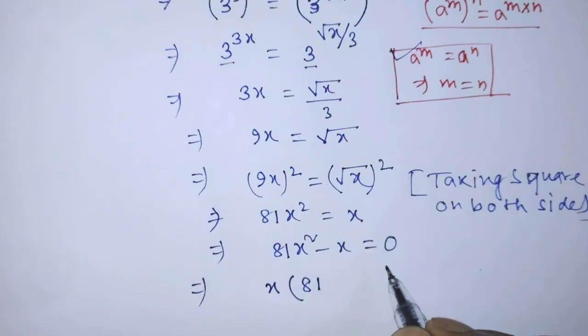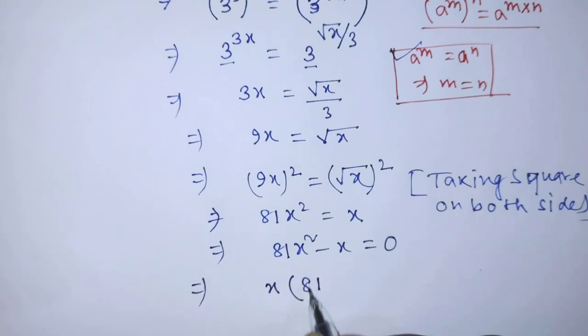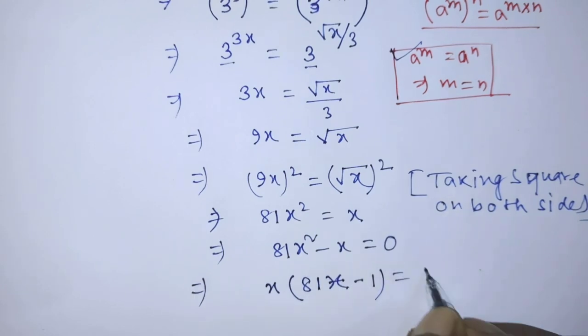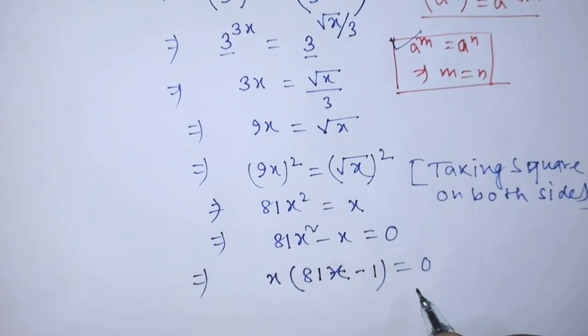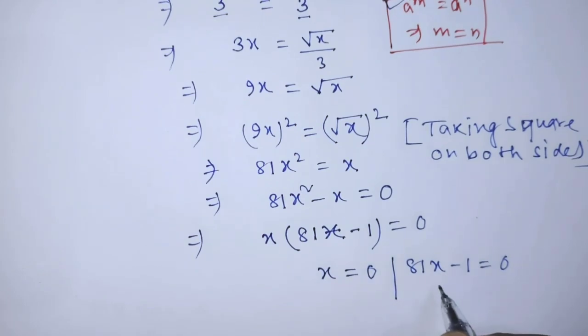So guys, on the left hand side of this equation there are two terms and the common factor of both terms is x. So it will be x times 81x minus 1 is equal to 0. So guys, according to zero product rule, we can write from this equation x is equal to 0 and 81 times x minus 1 is equal to 0.